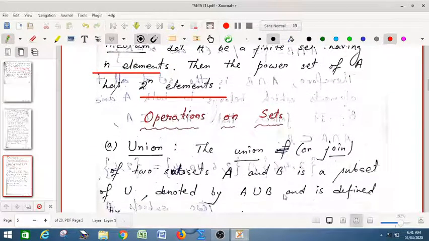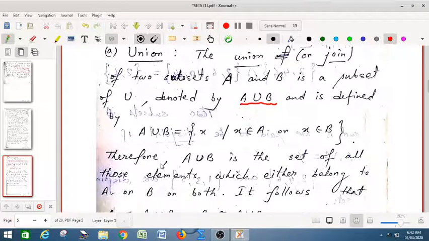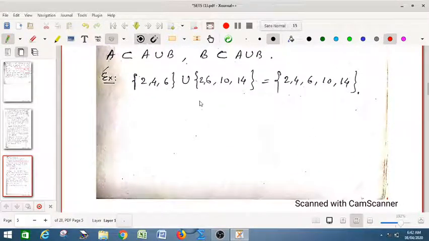Next we talk about operations on sets. Union. First operation, union or join of two sets A and B is a subset of U, and U is the universal set, denoted by A union B. This is the notation for union. What is the union? Union is the set of x such that x belongs to A or x belongs to B. Either x belongs to A or x belongs to B. So let us have an example for that. 2, 4, 6 union 2, 6, 10, 14. So union will be 2, 4, 6 already in A, and extra elements in B are 10, 14. So you take all the elements. Don't take any twice, because only a single element should be there. So this is the union.